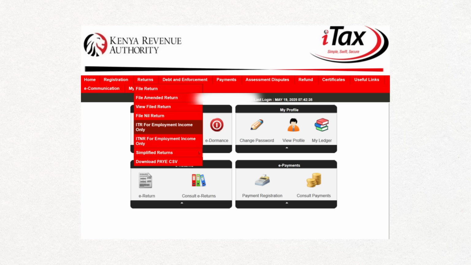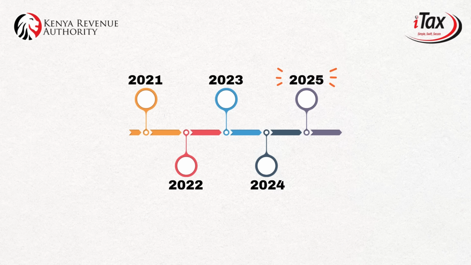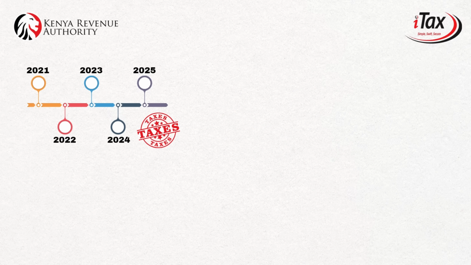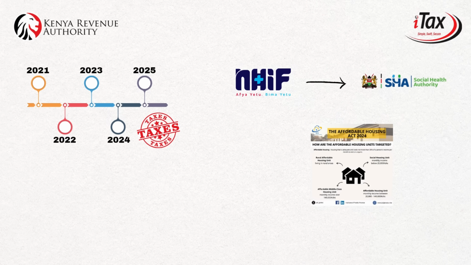Filing KRA returns online in 2025 is a different ballgame from all past years because there were new tax deductions introduced in 2024. NHIF transitioned to SHIF, then there was the introduction of the Affordable Housing Levy.